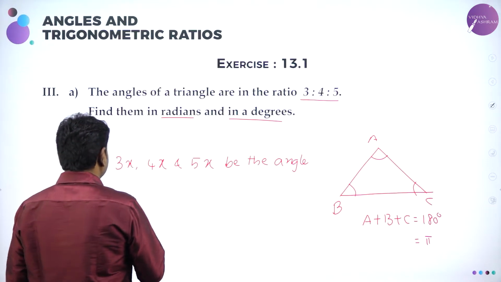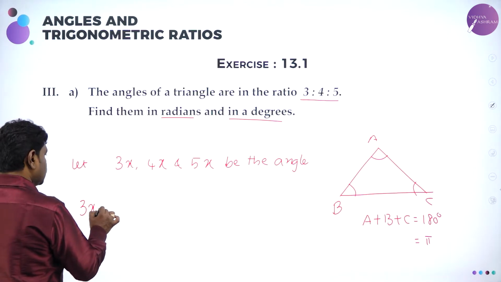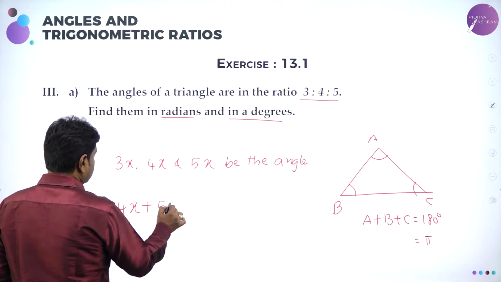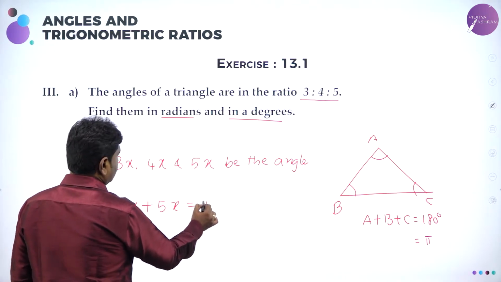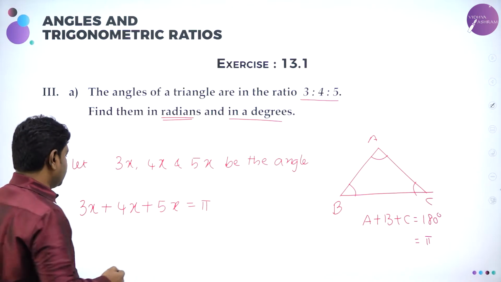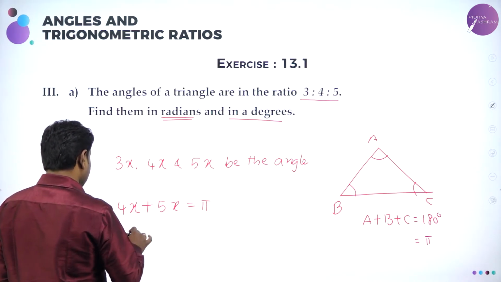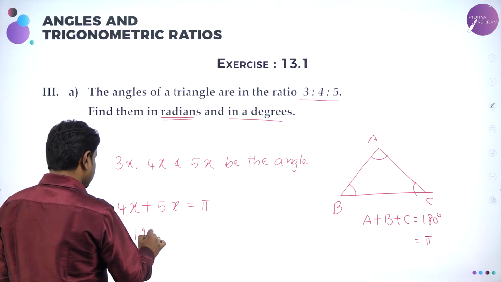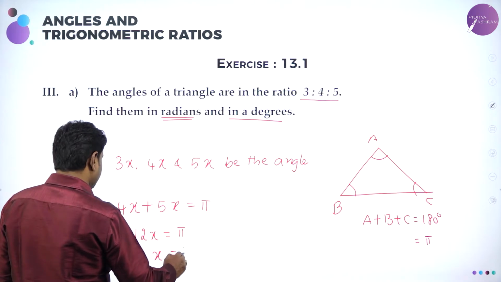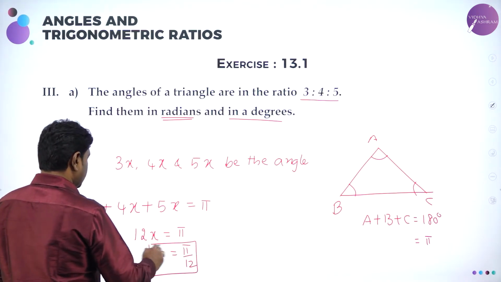So now what will we do? 3x plus 4x plus 5x is pi. First they want it in radians, so 180 degrees is pi radians. Now 3 plus 4 is 7, 7 plus 5 is 12. 12x is equal to pi. What is x? x is pi by 12.